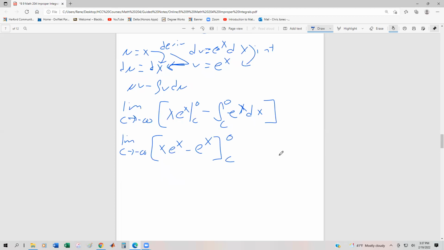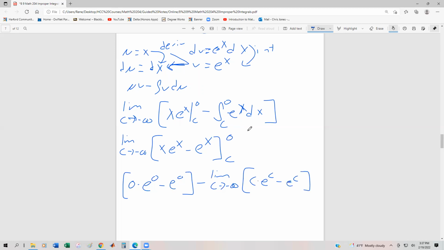Now be careful with this. Most of the time, 0 is the lower bound, but in this case, it's the upper bound. So let's substitute that in first. By the fundamental theorem of calculus, we have 0 times e to the 0 minus e to the 0, minus the limit as c approaches negative infinity of c e to the c minus e to the c.